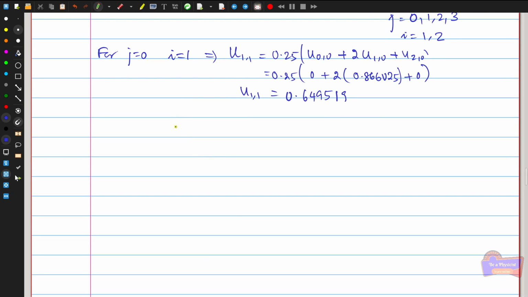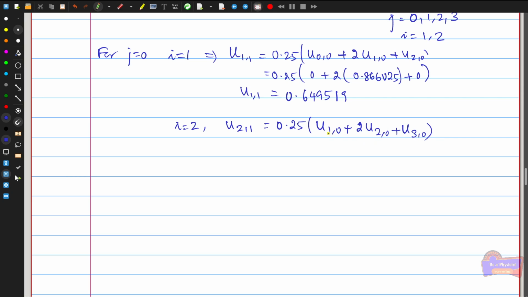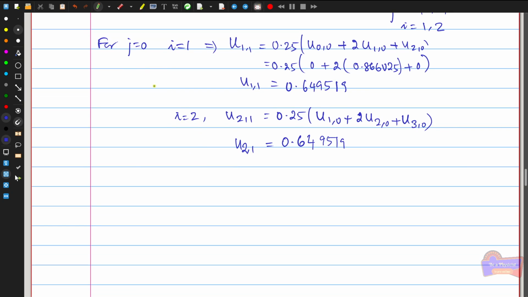Similarly, I can do it for i equal to 2, so u of 2 comma 1 can be written as 0.25 times u of 1 comma 0 plus 2 times u of 2 comma 0 plus u of 3 comma 0. If you substitute the values of u of 1 comma 0, 2 comma 0, 3 comma 0, and do the mathematics, the final value is 0.649519. So that is the value of u of 2 comma 1, that is for j equal to 0.